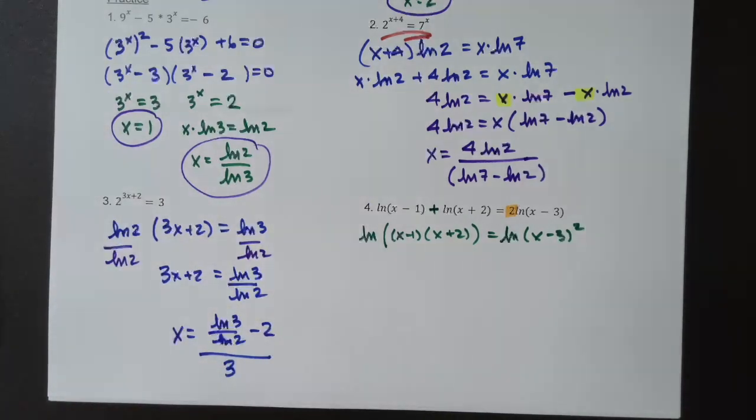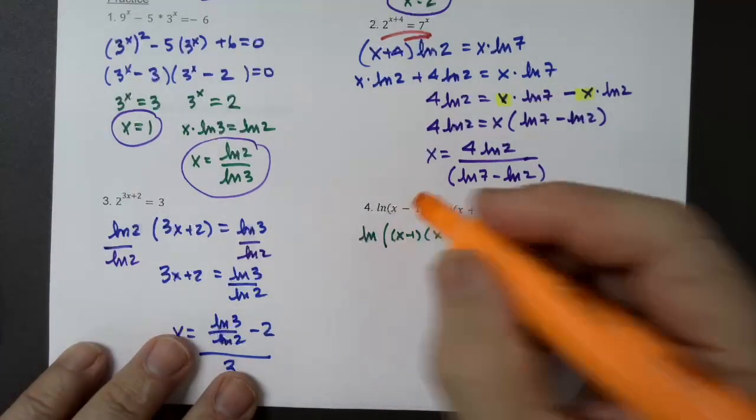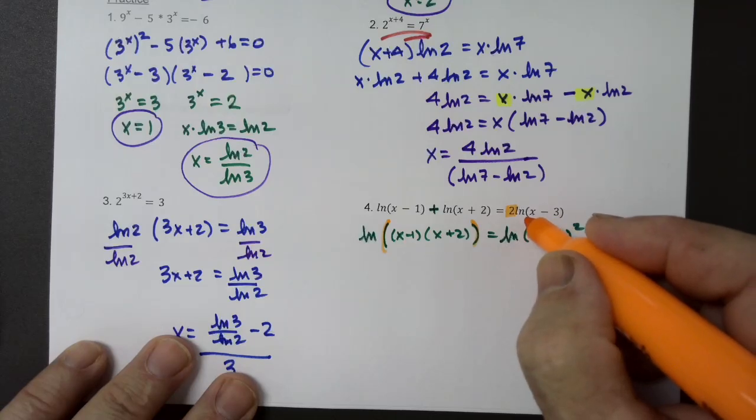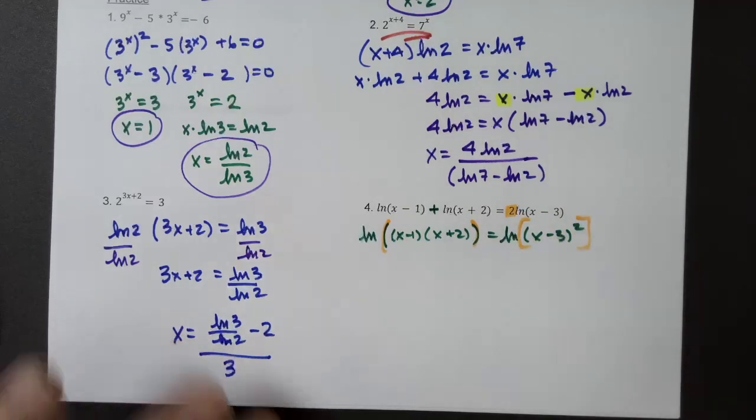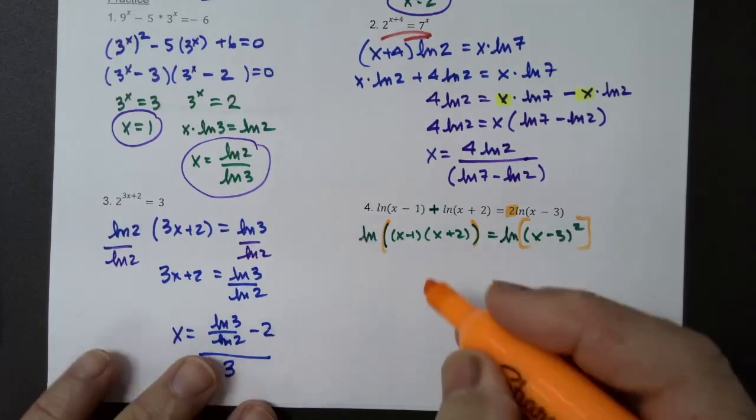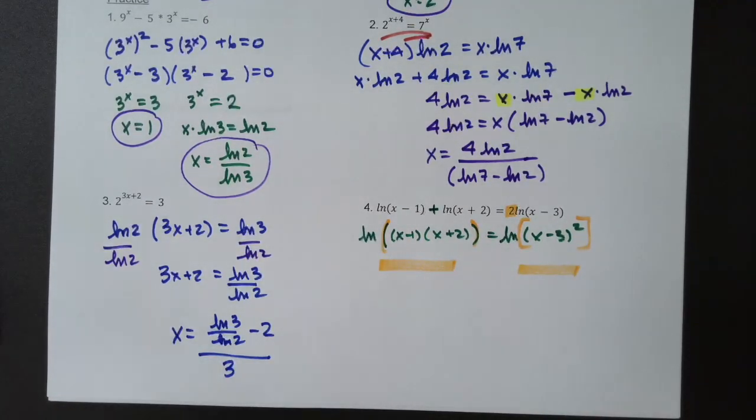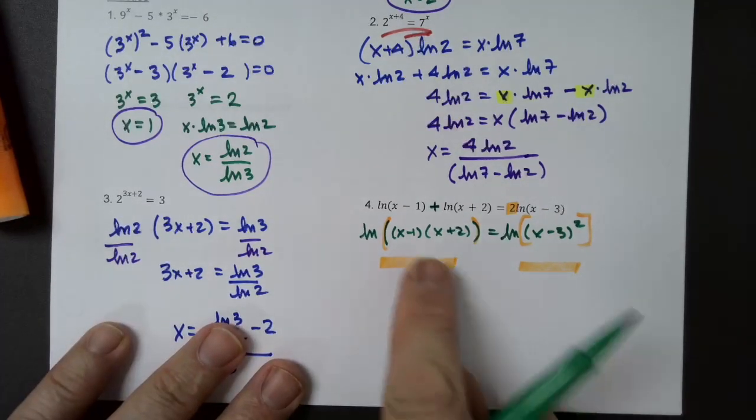Now, I see that we've got the natural log of something equals the natural log of something else. So we're just going to make both of those things equal to each other and forget about the natural logs. Turn it into an Algebra 1 problem, which you can see on this side.